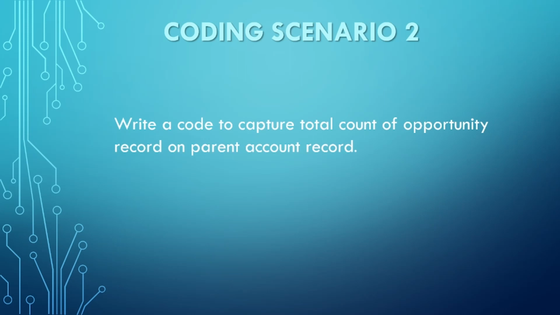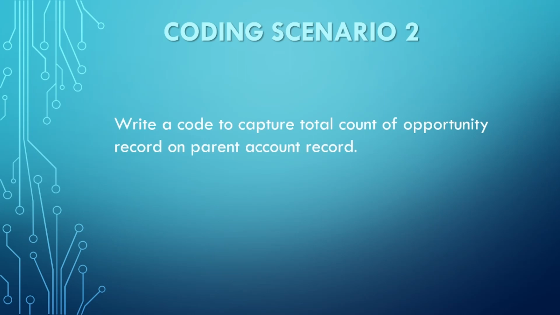So this means that when your DML is happening on the opportunity record, this means DML can be anything. It can be insert, update, delete, undelete, right? So if your DML is happening, that's where the main possibility is that your count may vary. That is, the number of child opportunities on any account will vary.